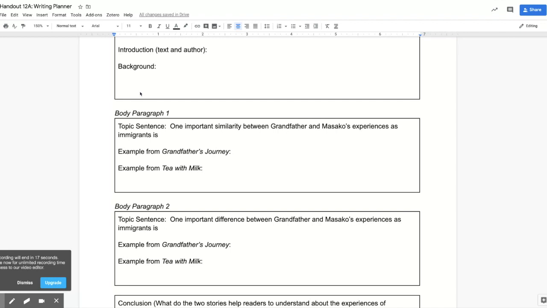Okay, so again, emphasizing that you are just completing the 2 body paragraphs and you have a question set to complete for today. And that's it for the week.